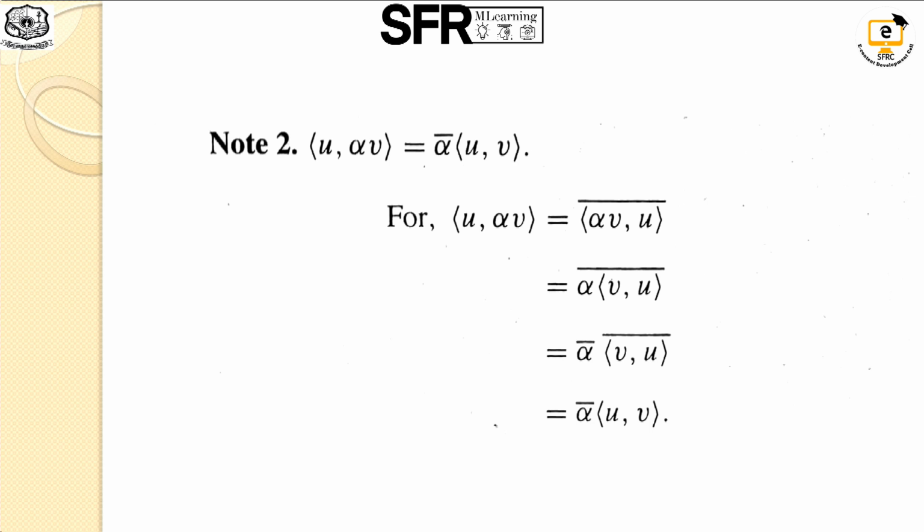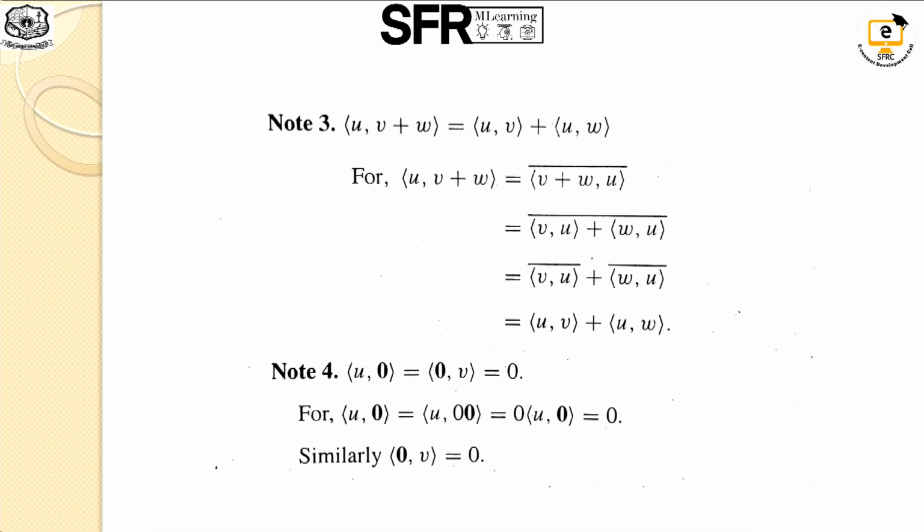Whenever we take the scalar out from the second place of the inner product, it becomes its conjugate. Here is the proof. The inner product of u comma alpha v equals, when we interchange the entries, the conjugate of the inner product of alpha v comma u. Whenever the scalar is in the first place, when we take it outside, it stays as it is. Whenever it is in the second place, when we take the scalar outside of the inner product, it becomes the conjugate. So in the third step, it is the conjugate of alpha into the inner product of v comma u, which is alpha bar times the conjugate of the inner product of v comma u, that is alpha bar into the inner product of u comma v.